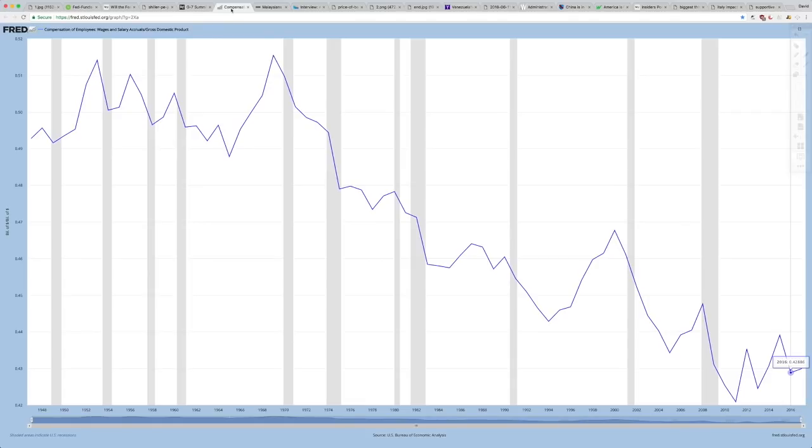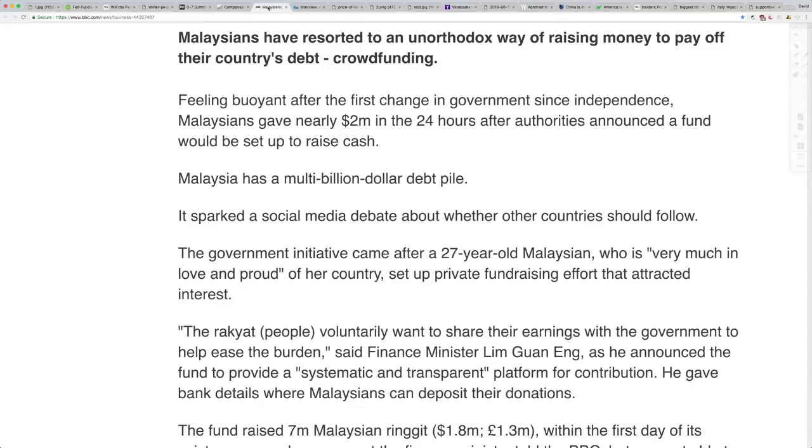If I were to take my wage, let's say, I could say, oh wow, it's been increasing over the years, but measured in this way gives us a different outlook, a different perspective. Malaysia here, they decided to crowdfund for money. It's certainly better than what the average government comes up with.